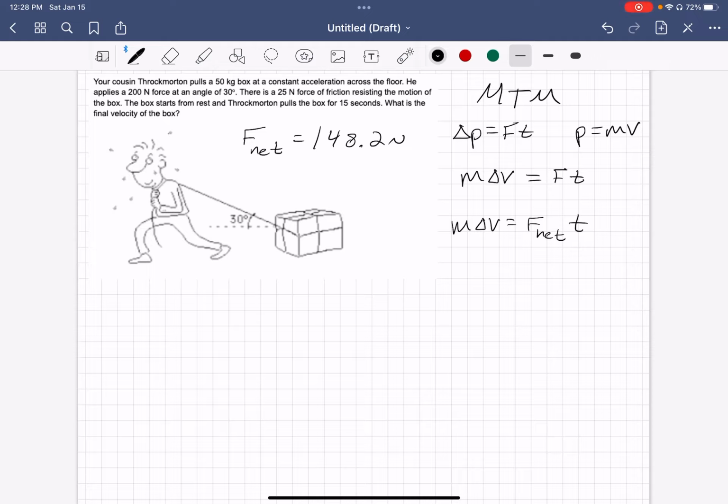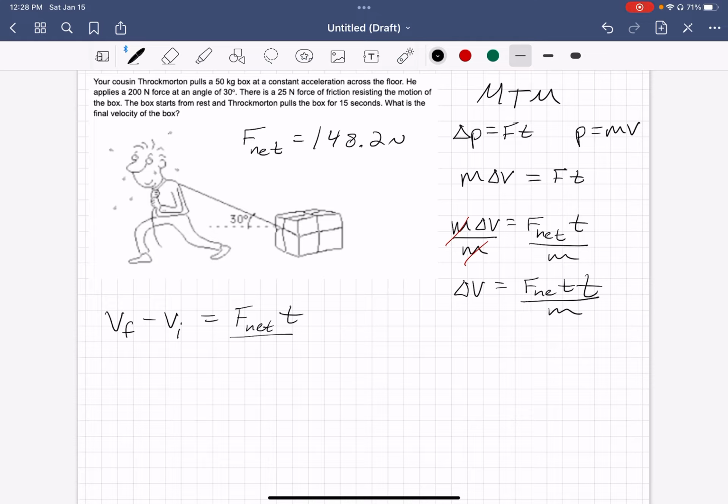The next thing I'm going to do, I want to try to get the change in velocity by itself, since this problem asks us to find the final velocity. So I'll divide both sides by m, and then I have delta V equals F net times T divided by m. So I'm going to jump over here. I can rewrite the change in velocity as the final velocity minus the initial. So I can say the final velocity minus the initial is the net force times the time divided by mass.